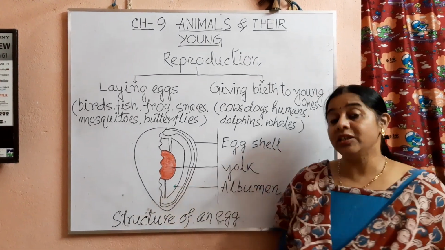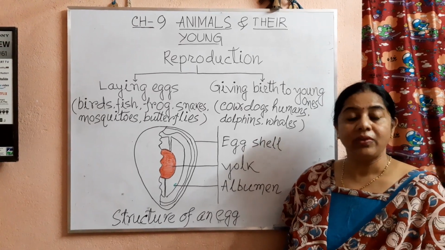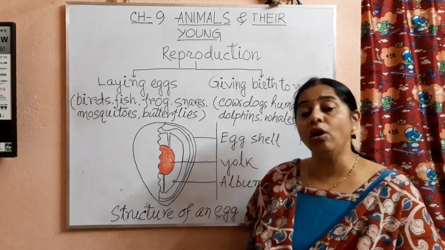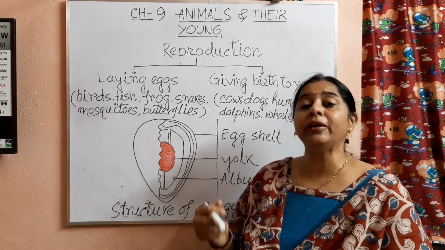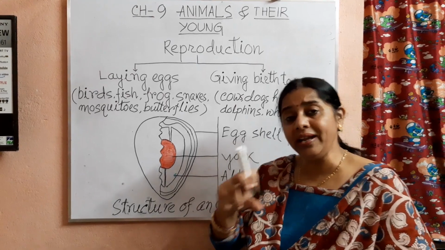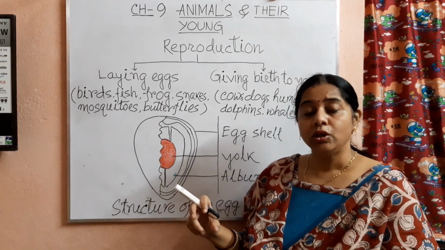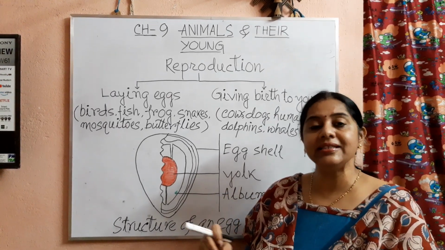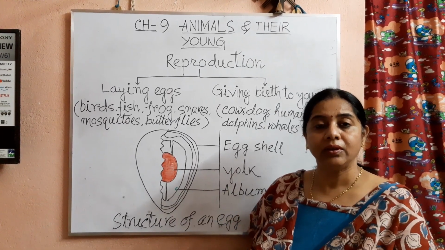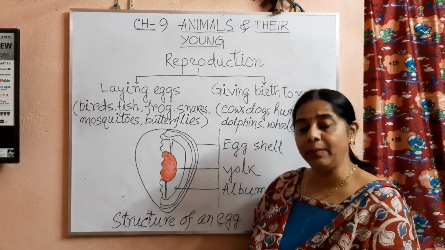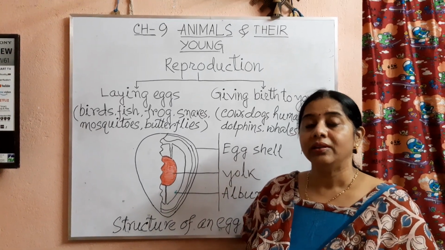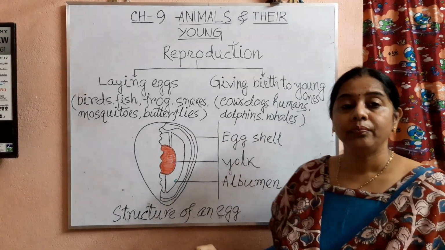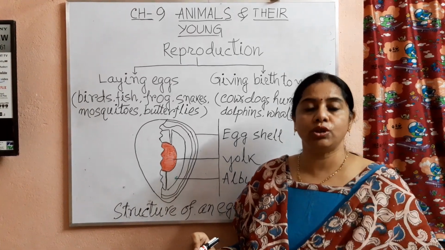Children, all birds reproduce by laying eggs. After laying the eggs, the mother bird sits on the egg and keeps it warm. And during this period, there are so many chemical changes going on inside the egg. Understood? And after some days, the eggshell breaks and the chick comes out.